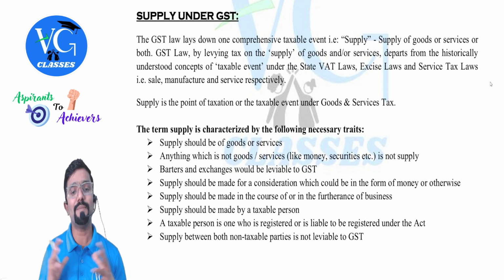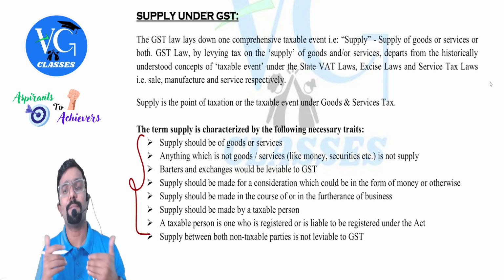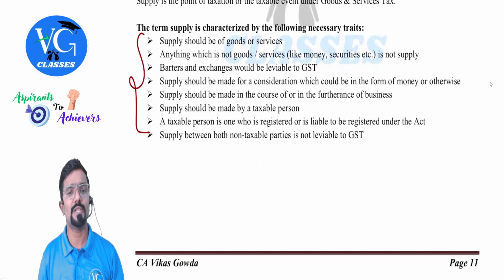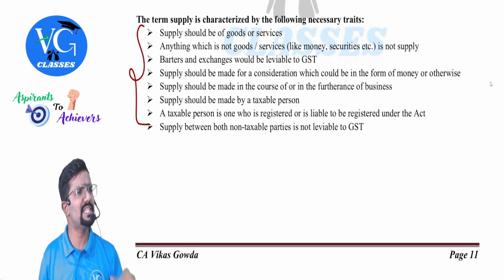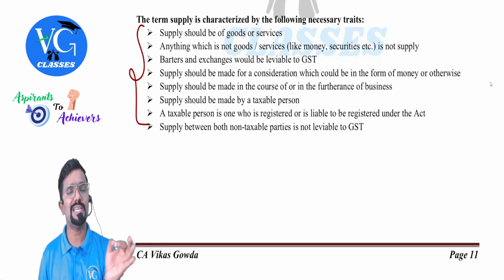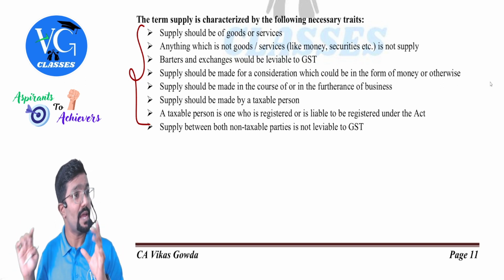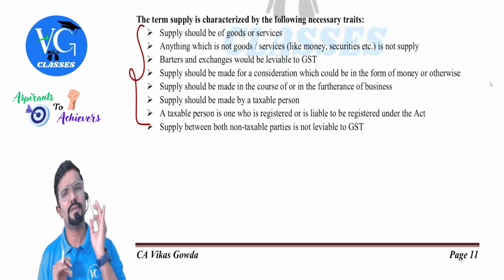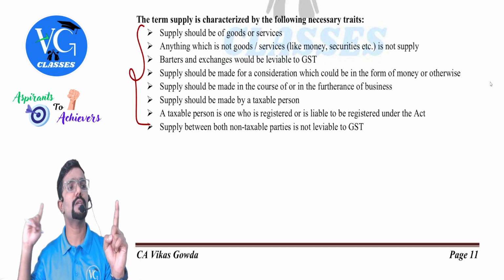Chalo. The term supply is characterized by the following necessary traits. These are the features of the term supply, guys. Each of these we will be learning in detail, but I have just given some highlight points here. Guys, did we see the definition of GST given in the Constitution? Yesterday we learned it. What is the definition of GST given in the Constitution? GST is a tax on supply of goods or services except supply of alcoholic liquor for human consumption. So the definition itself clearly told it is a tax on what? Supply of goods or services.